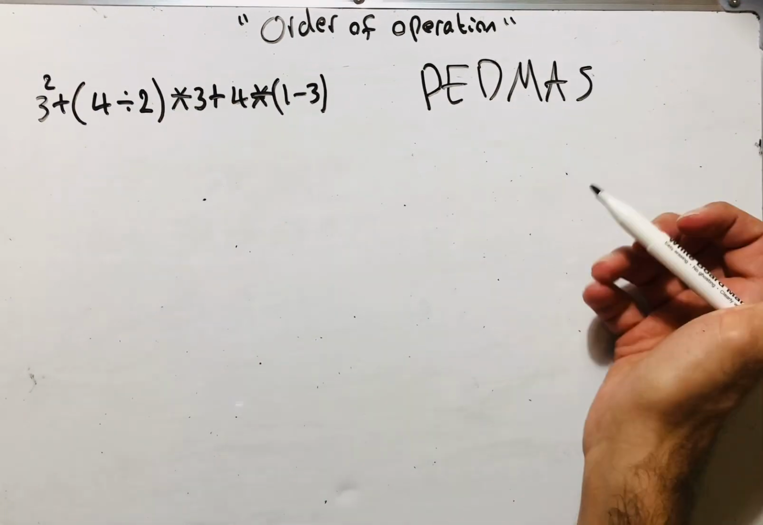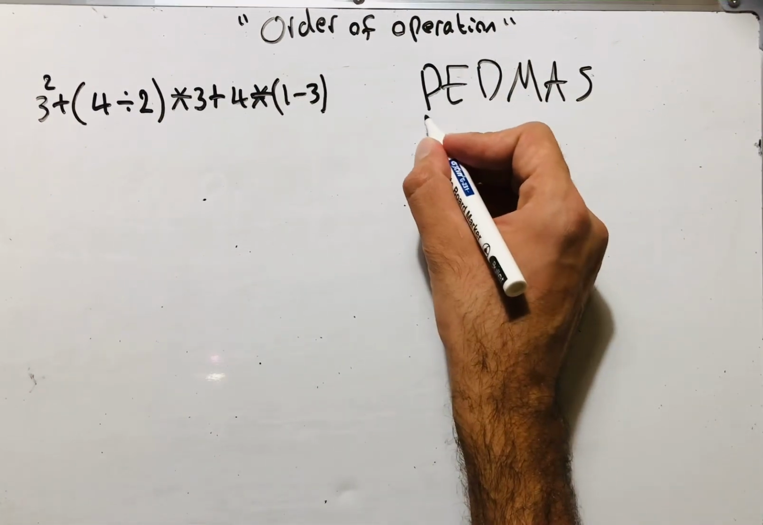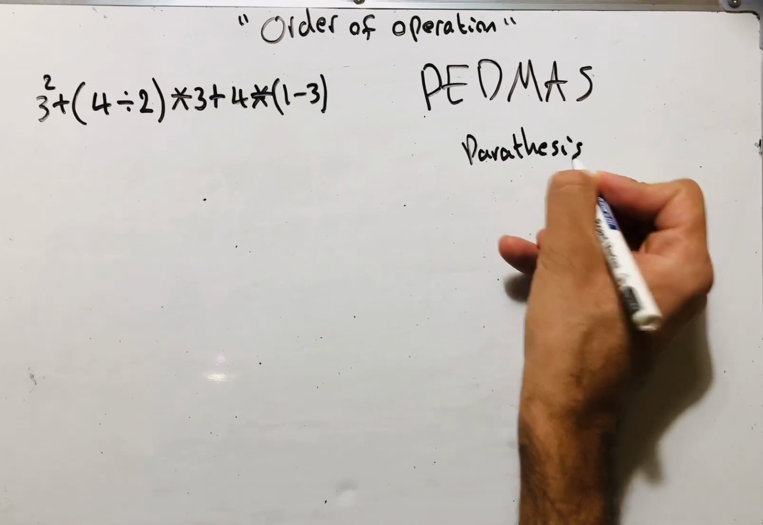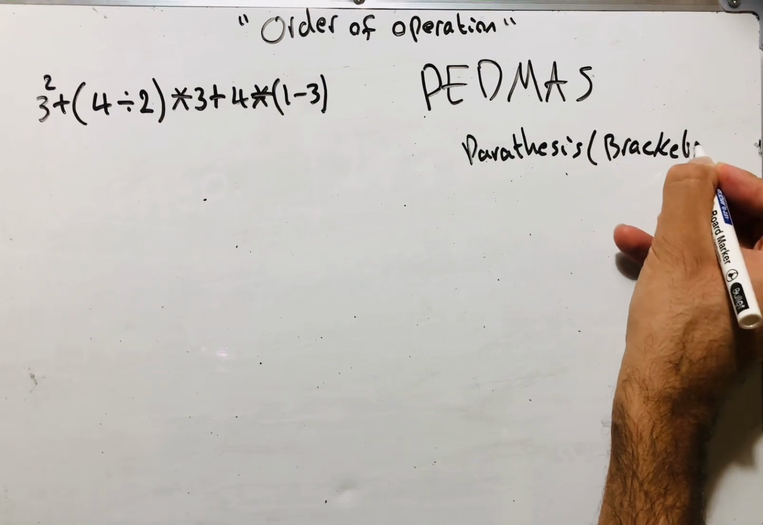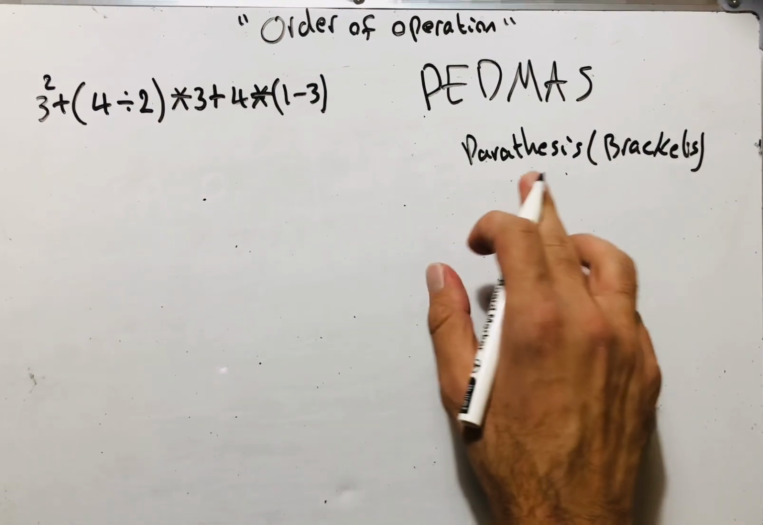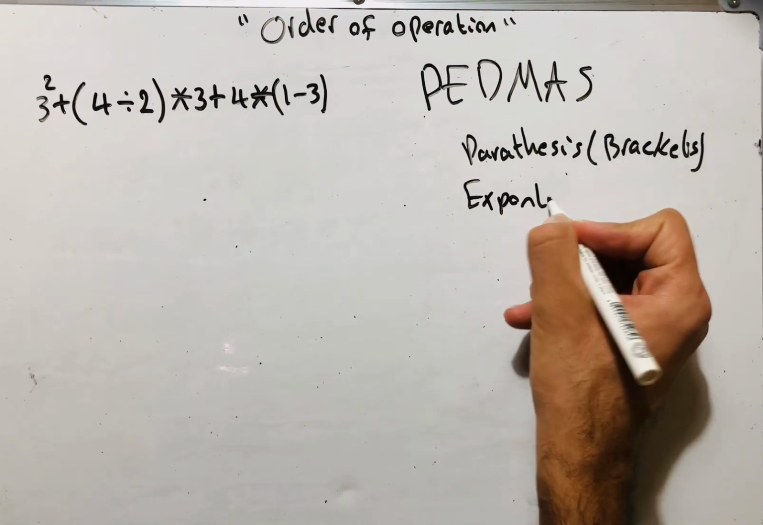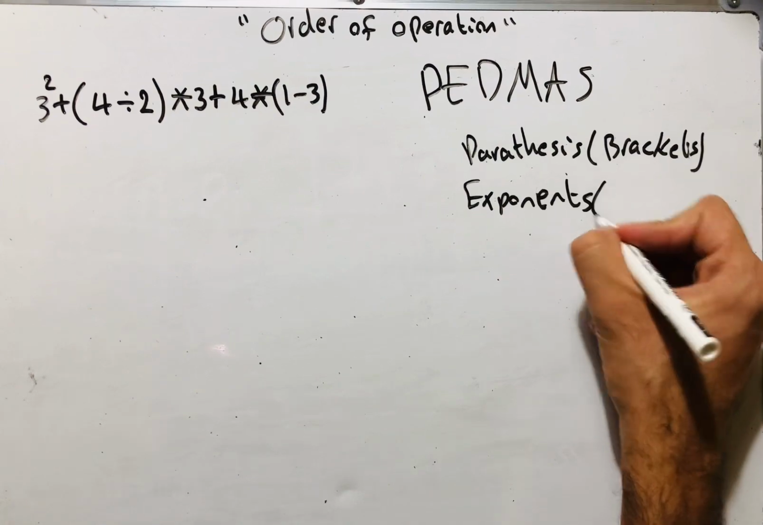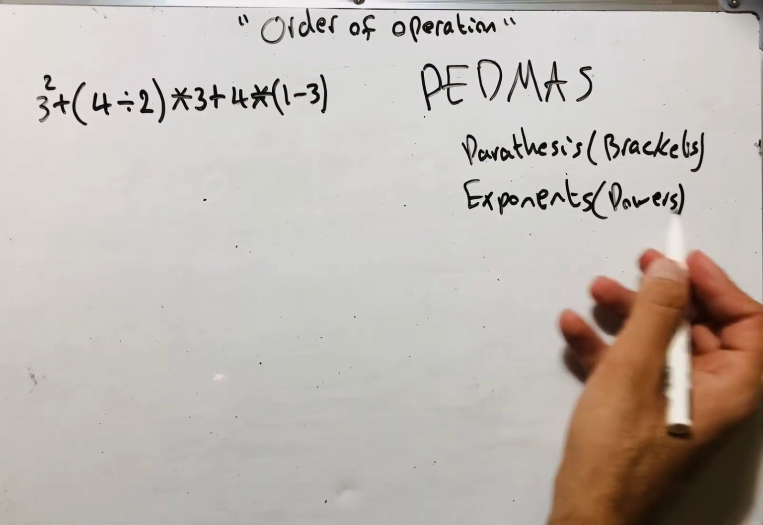I think it's a good reference. So what does this stand for? Well, it means that first you do parentheses, okay? This is just a word, you can say brackets. So you do what's inside the bracket first. And then E stands for exponents, okay? So exponents also mean powers. So secondly, you do powers.